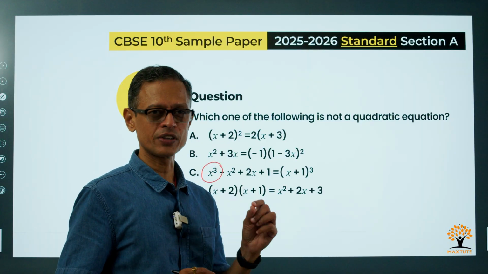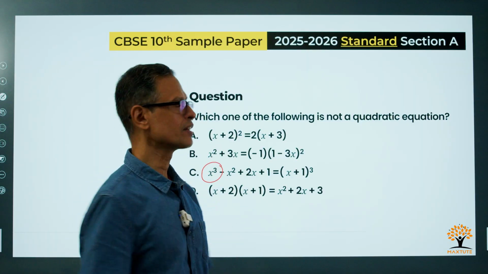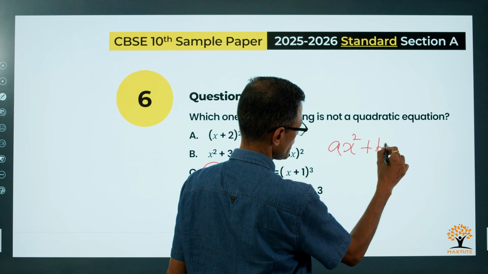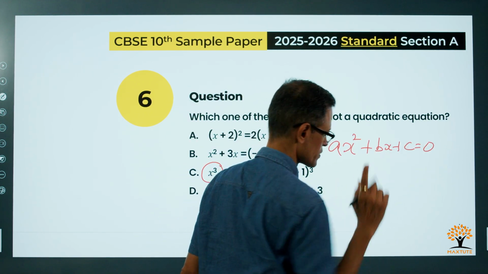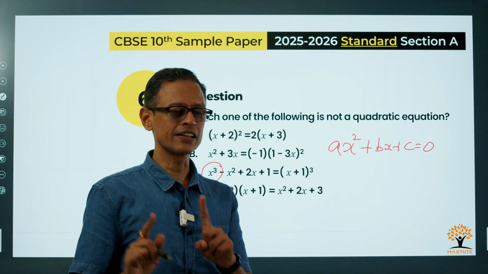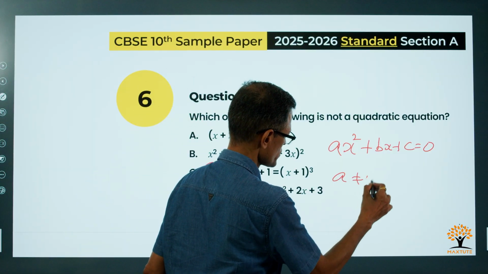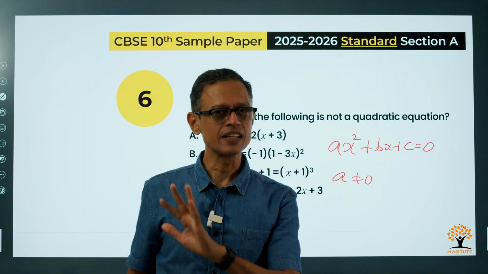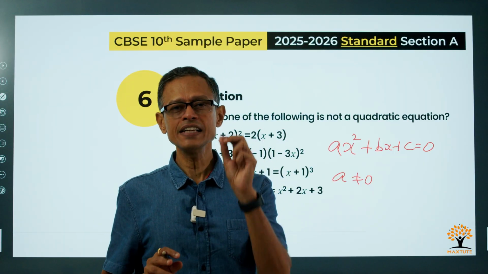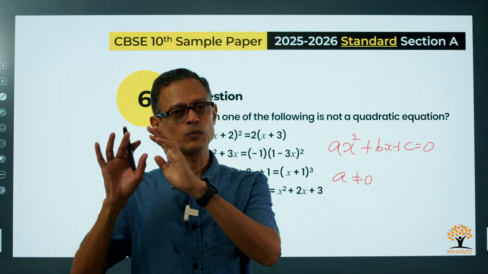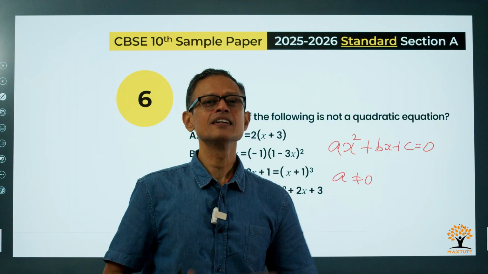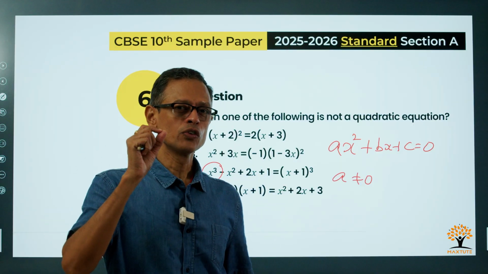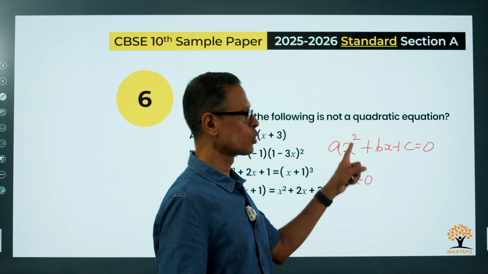I'm going to start with answer option A. I'm going to check whether it's a quadratic equation. What's the form of a quadratic equation? A quadratic equation is of the form ax squared plus bx plus c equals 0. The most important condition is a should not be equal to 0. b can be 0, c can be 0. x square equals 7 is a quadratic equation. 3x square plus 12x is equal to 0 is a quadratic equation. 11x square plus 18x plus 93 is a quadratic equation. So what cannot be 0 is the coefficient of x square.